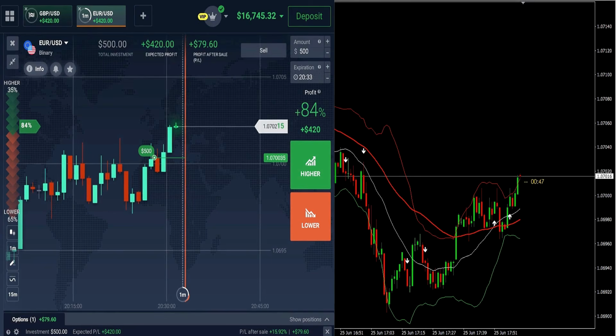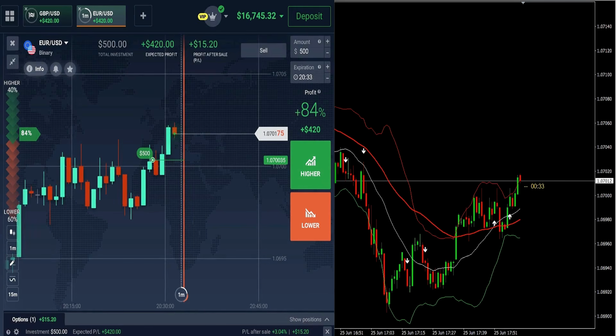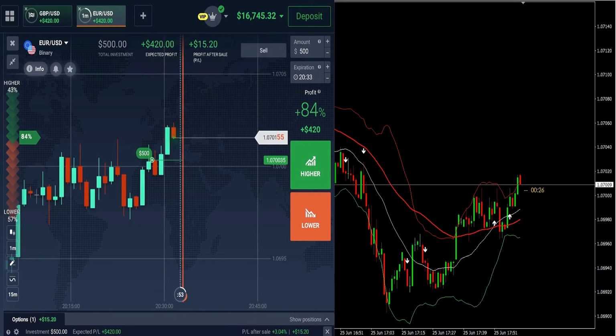Okay, the trade is now live and running. And this is where most traders start to feel nervous. The clock is ticking. The candles are moving. Every second feels like a minute. But look at what is happening on the chart.